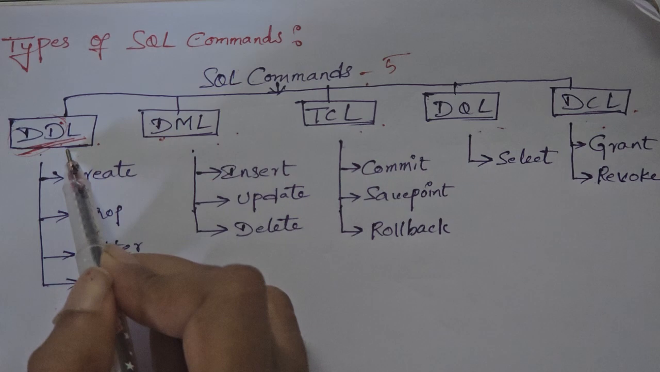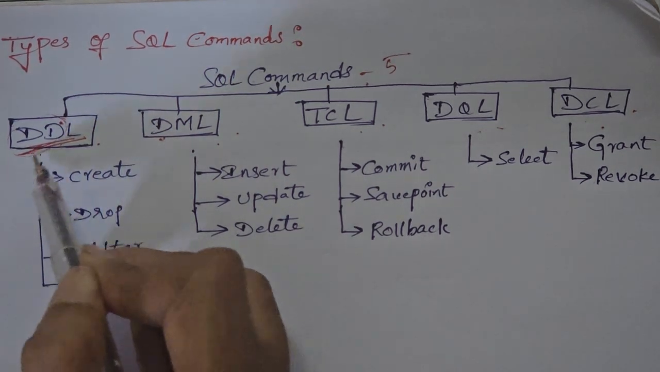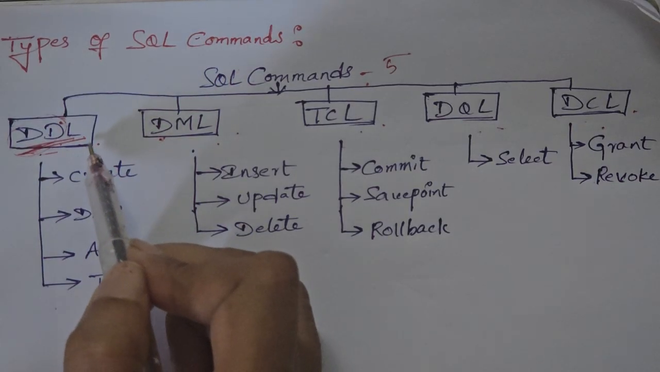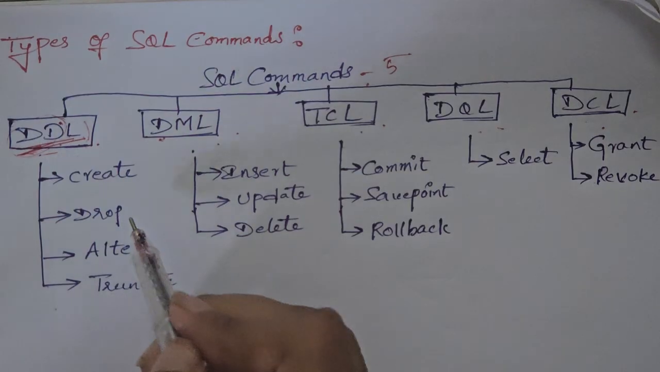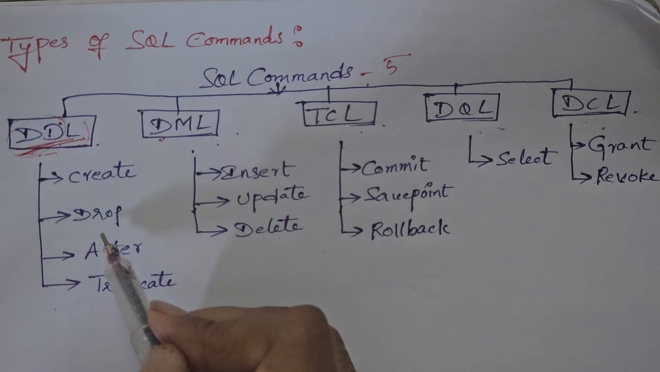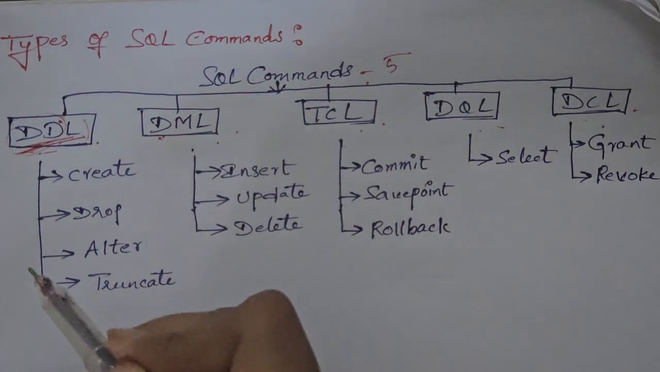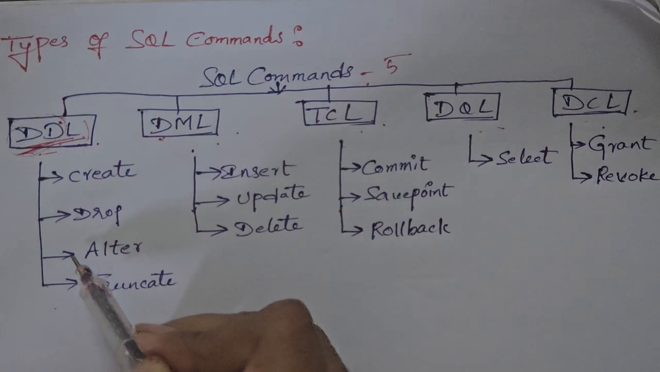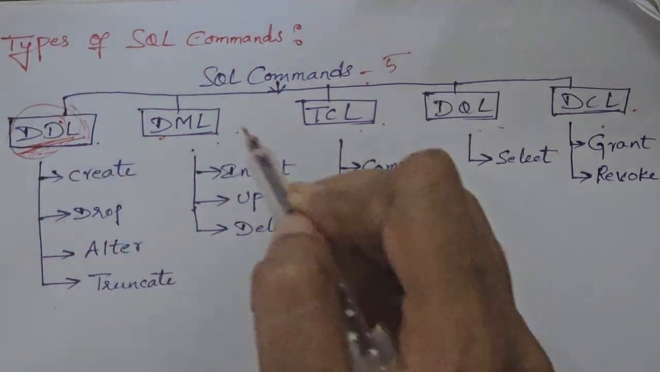DDL stands for Data Definition Language. These commands are mainly used to define and alter the structure of database objects, such as tables, functions, stored procedures, databases or views. To define and alter the structure of those database objects, we can use the DDL commands.